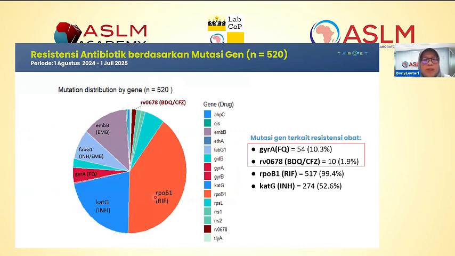So of course, most of our results show resistance to rifampicin and isoniazid, so most of them are MDR-TB. But we also have a growing number of mutations in gyrA for fluoroquinolone, around 10%. And we also start to have around 1.9% of patients with bedaquiline or clofazimine resistance. So why bedaquiline and clofazimine? Because they share the same gene.